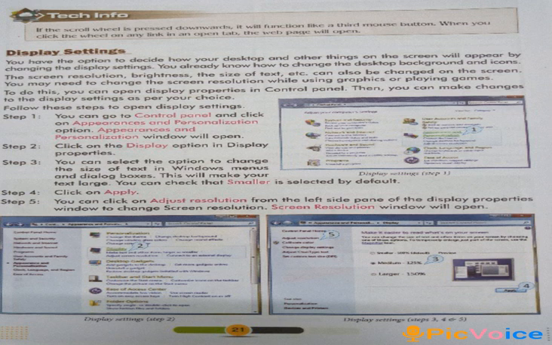Then step 8 is the orientation of the screen can also be changed from landscape to portrait from the orientation option.